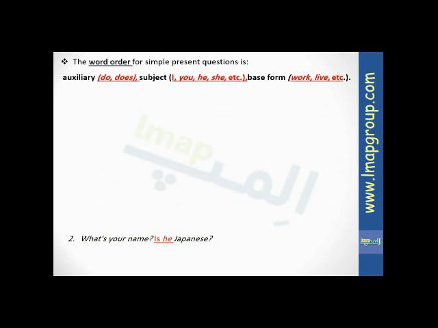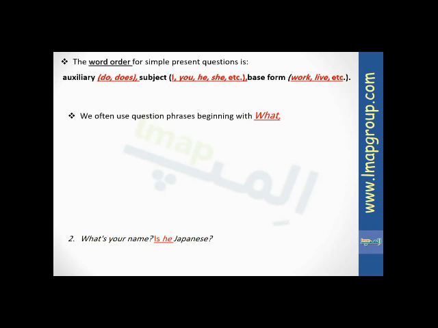در واقع ترتیب لغات توی سوالات حال ساده به این صورت auxiliary فعل کمکیتون که با توجه به فاعلتون یا دو هست یا داز. بعد فاعلتونه subject یعنی فاعل که میتونه I باشه، you که برای این دوتا از دو استفاده میشه، he, she یا چیزای دیگه که حالا he و she داز هستن و base form یعنی شکل ساده فعل به صورت ساده بیاد مثل work, live, listen. ببینید یعنی شکل ساده یعنی چی؟ یعنی اینکه اسم سوم شخص نداره. Okay?